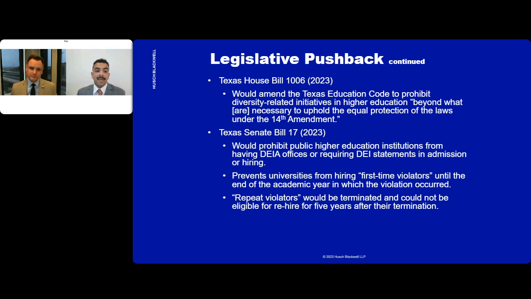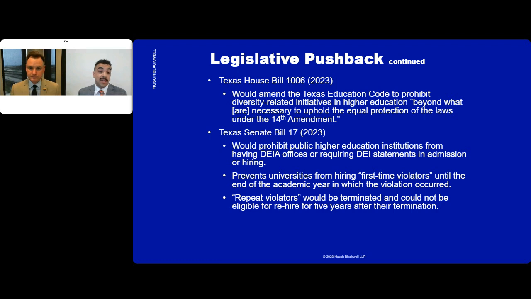And these bills haven't passed yet, but Texas House Bill 1006 would amend the Texas Education Code and would prohibit diversity-related initiatives in higher education, quote, beyond what are necessary to uphold the equal protection of the laws under the 14th Amendment. And this bill also requires that higher education DEIA policies must, quote, demonstrate a commitment to intellectual freedom and viewpoint diversity. So you can see that this isn't as much creating actionable parts of law as it is signaling potentially a value that the Texas legislature has, or at least most of the Texas legislature may have.